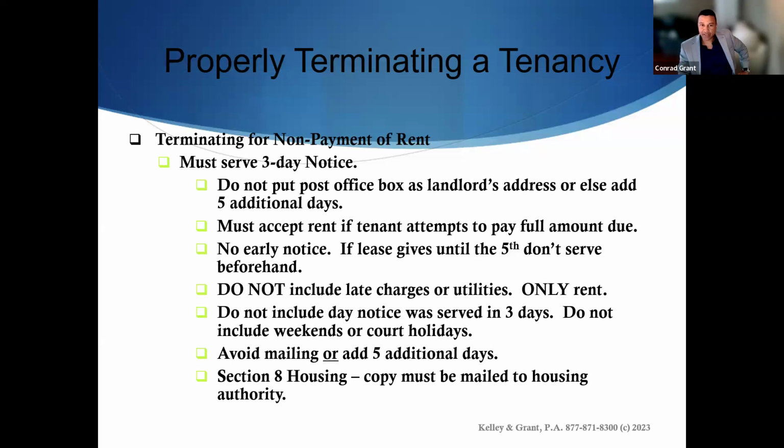You also cannot use a PO box. Well, I shouldn't say cannot. You can, but then your 3-day notice becomes a 5-day notice. If you're going to use a PO box, you need to make it 8 days, and you're losing time.